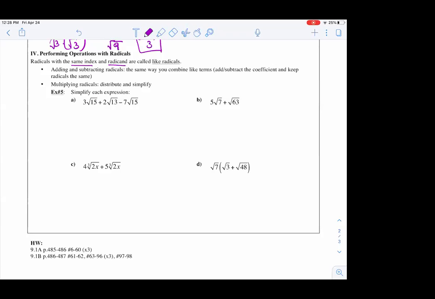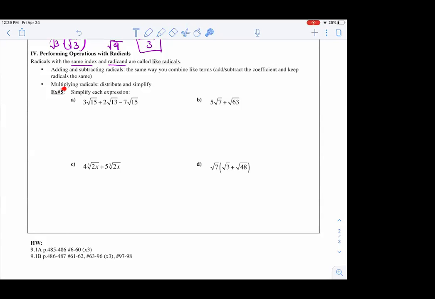Okay, so let's try this. Adding and subtracting radicals is exactly the same way as you combine like terms. No change. You just have to make sure that they are like radicals. Like radicals are the ones that have the same index and same radicand. As long as they are like radicals, you can add them, subtract them, and do all those kinds of things.